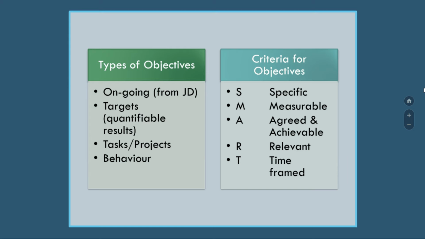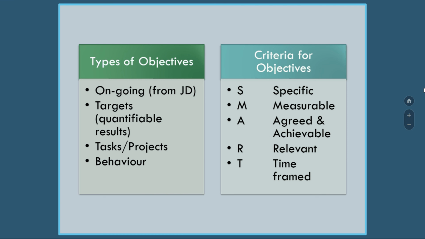When we speak about setting objectives, and as you would have seen in the previous video, objectives should be set according to certain criteria. But before we get to that, there are certain types of objectives. There are, for instance, targets, ongoing objectives that can be set from the job description. There are targets that can be set, such as output, sales, cost reduction, and more. Tasks and projects, the completion of tasks to a specified date, or even behavior, examples of desirable and undesirable behavior.